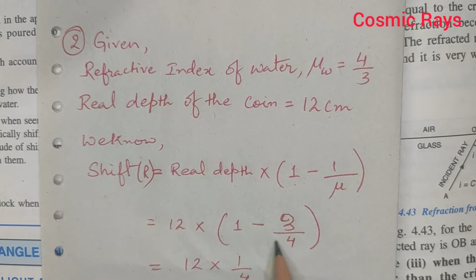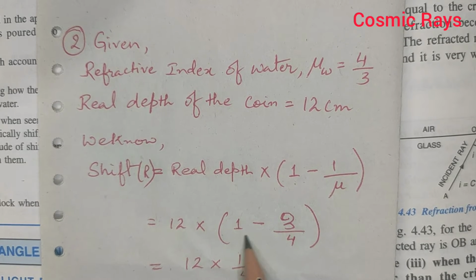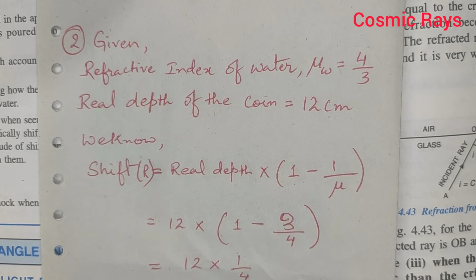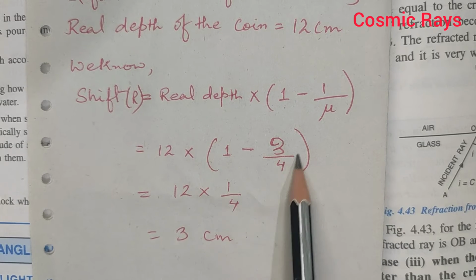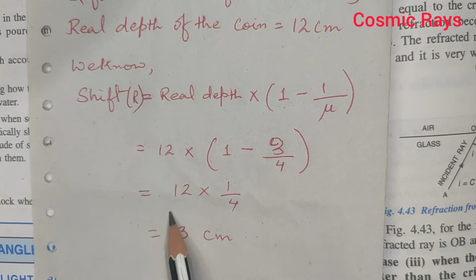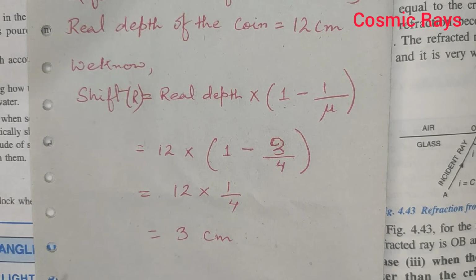So first we need to solve this part. When you take LCM, you will have here 4 minus 3 upon 4. So 4 minus 3 is 1 upon 4, here we are writing it. So 1/4. When you solve this, you get 1/4. So 12 multiplied by 1/4 is nothing but 3 centimeter.